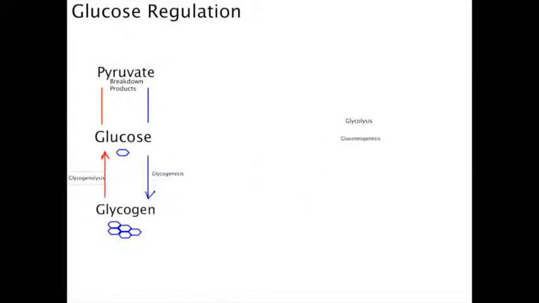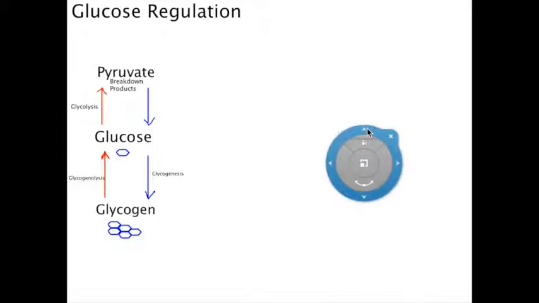The next one we'll go to is when glucose is actually broken down into its own products, the end product being two pyruvate molecules. We refer to that as glycolysis. And then the last one we have, which is the build-up of products into glucose, is referred to as gluconeogenesis. Gluco being from glucose, neo being new, and genesis is in generation.